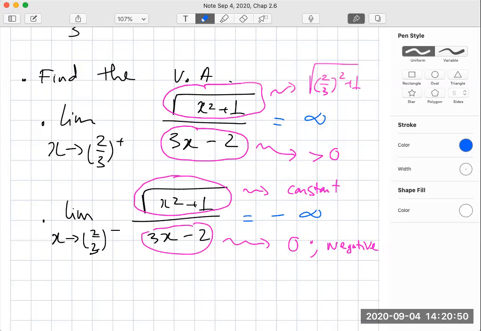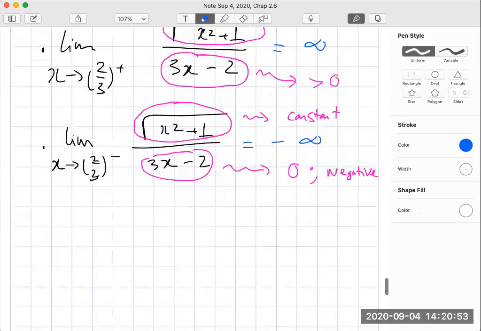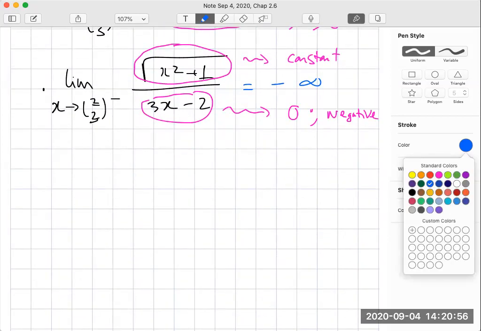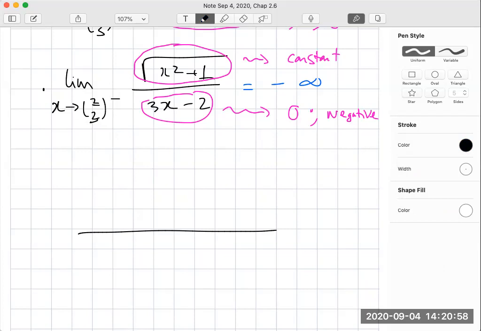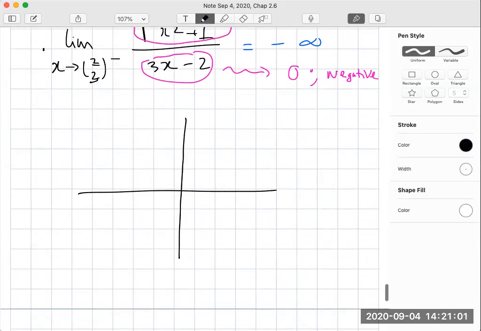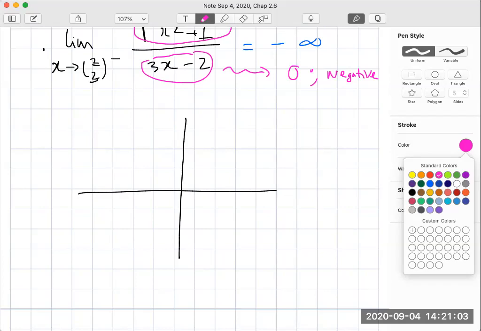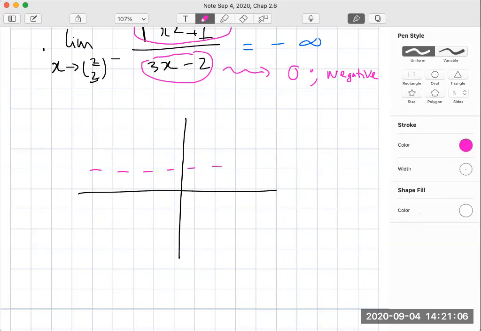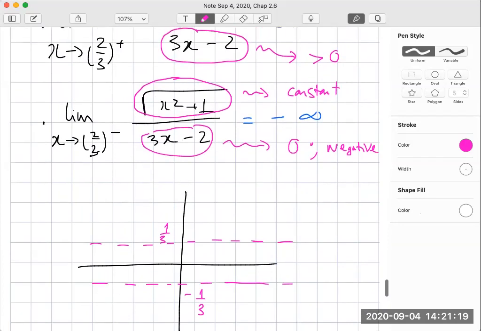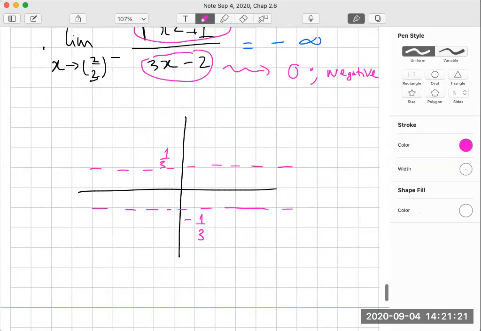Is it clear? Then we don't know how it looks like, but we know for sure that the graph should be like this. Here are the two coordinates. The first one is the horizontal asymptote at y equal to 1/3, and the other one is y equal to -1/3, and the vertical asymptote is at x equal to 2/3. It is like this.